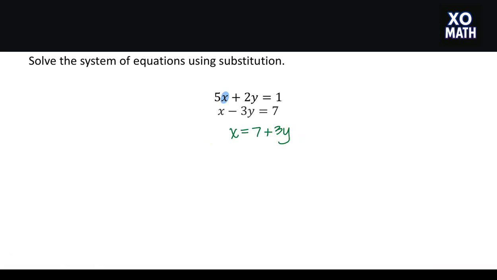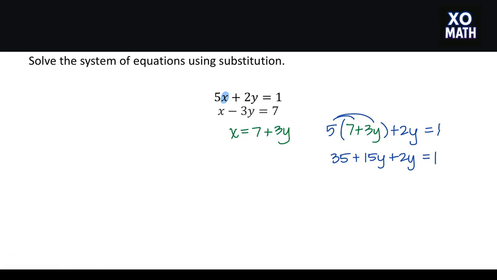So now we're going to have 5 times the quantity 7 plus 3y plus 2y is equal to 1. We made our substitution. Now our remaining equation should only have one variable in it, which is the variable y, so we're going to solve for y. We're going to distribute the 5, so we get 35 plus 15y plus 2y is equal to 1. Combining like terms, we have 35 plus 17y is equal to 1.